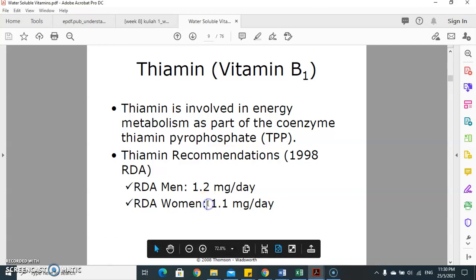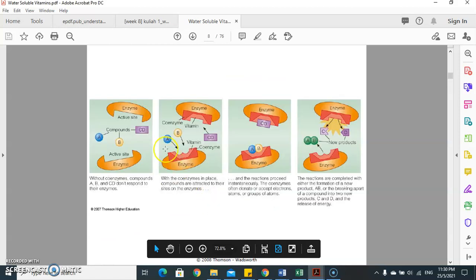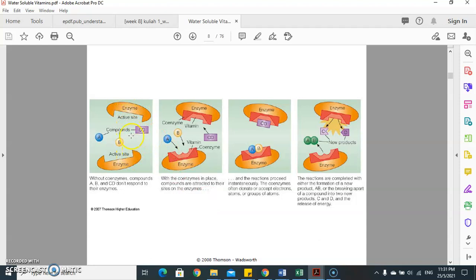So if you look here, this is the enzyme, this is this side, and then this is the compound. If the coenzyme exists, it can really help the compound to bond with one another, so it can help to complete the reaction faster.